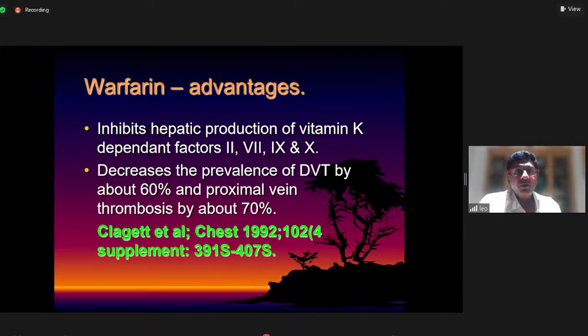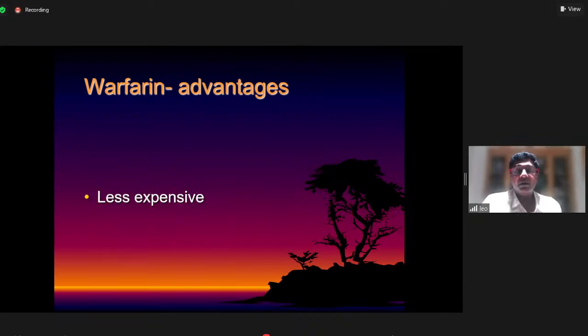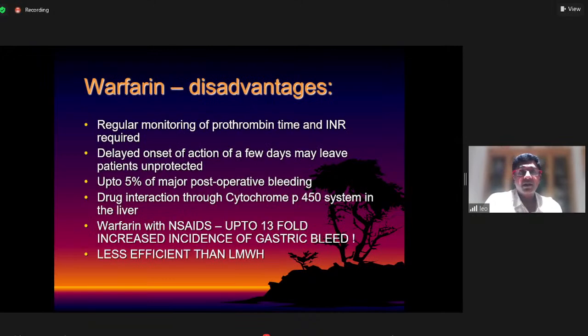Warfarin. Warfarin basically works on all the vitamin K dependent factors. For instance, those are factors 2, 7, 9, and 10. I'm sure the guys who are reading physiology here should be able to understand that better at this point in time. So what warfarin does is decrease the prevalence of DVT by up to 60% and proximal vein thrombus by about 70%, according to certain authors. The massive advantage of warfarin is it is really dirt cheap. But the disadvantages are significant.